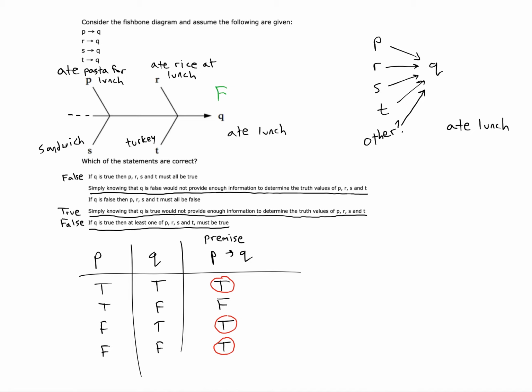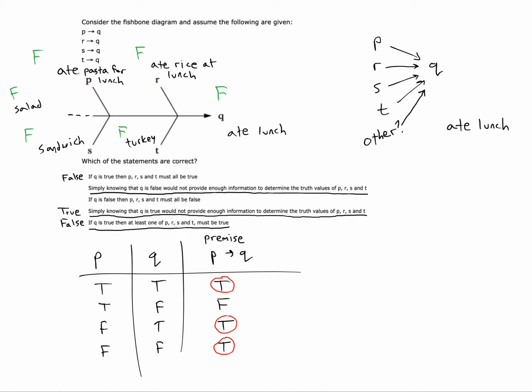But let's say that we know that you didn't eat lunch. Okay, now, could P, R, S, and T be true or no? Knowing that Q is false leads us to determine that all of these must be false. And even some other foods that we didn't include would be false too, like salad. We know you didn't eat salad because you didn't eat anything.